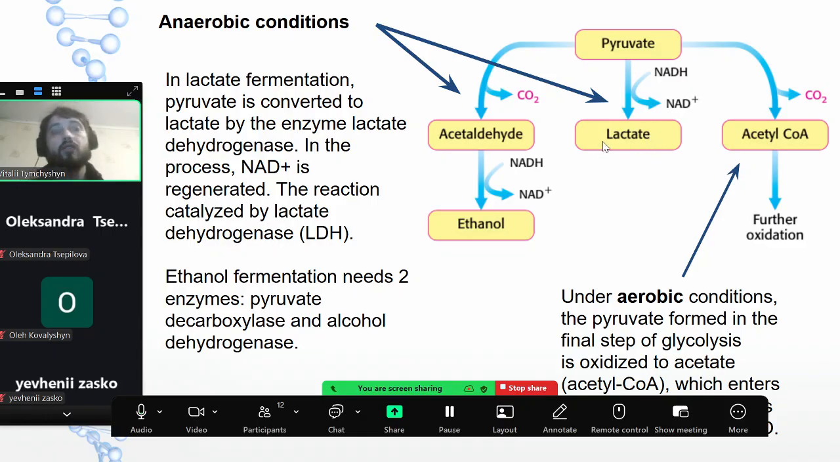Well, actually, I showed you the Cori cycle yesterday. So when this lactate is synthesized, it can later be transformed in the liver back to glucose. But there is one more reason I will show you later. It has to do with NADH and NAD+.